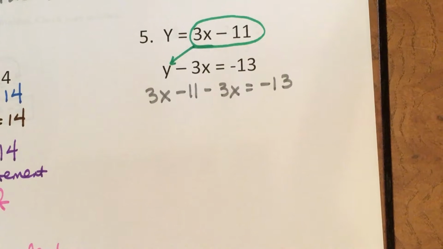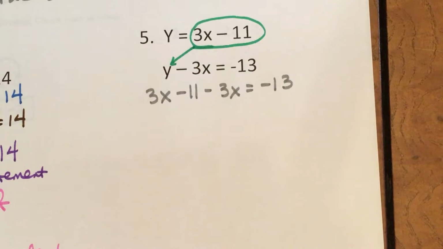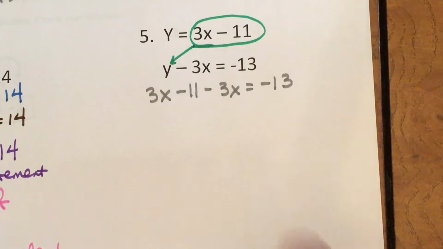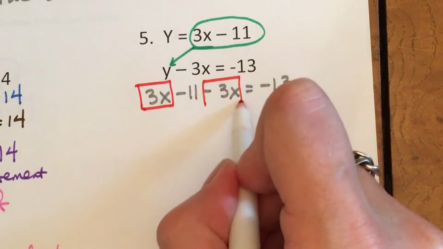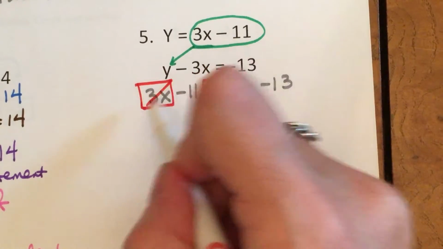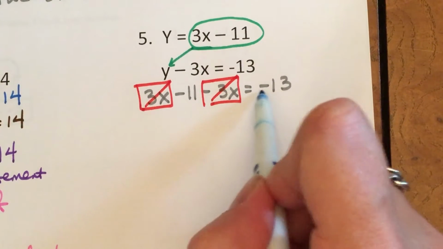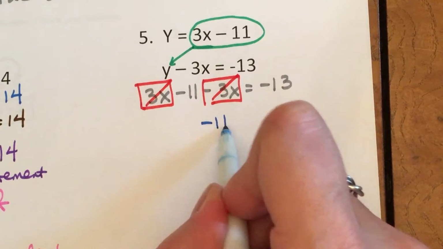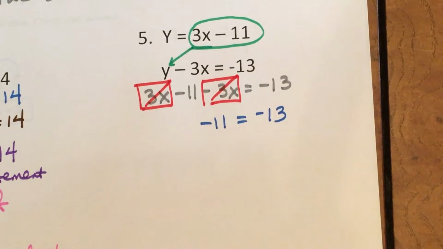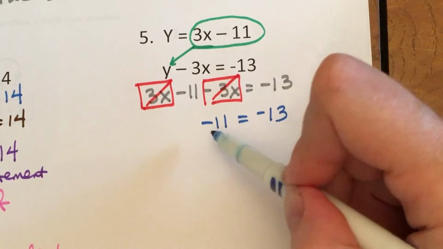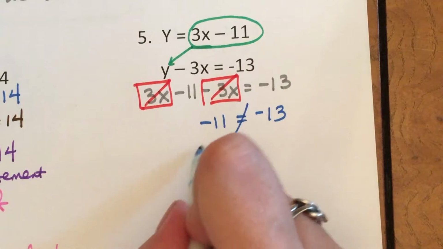What do you see? What do you notice in this equation? Yeah, your 3's. Your 3 x's? Exactly. One of them's positive, one of them's negative. What do they do to each other? Yep, they cancel out again. So what do I have remaining? Negative 11 equals, whoa, negative 13? Is that a true statement? No, those aren't equal. This is a false statement.